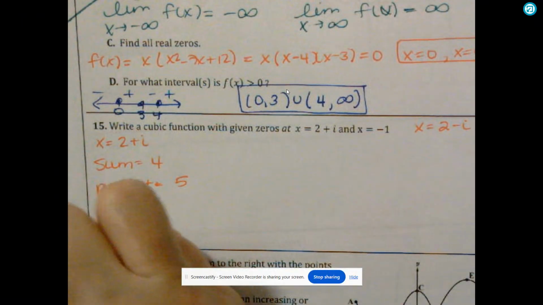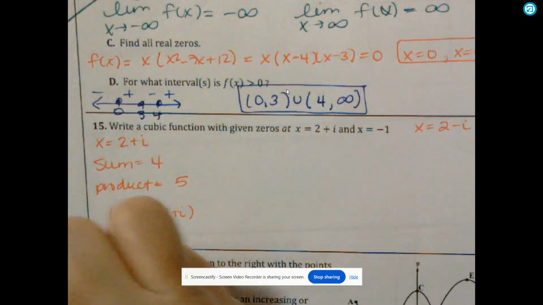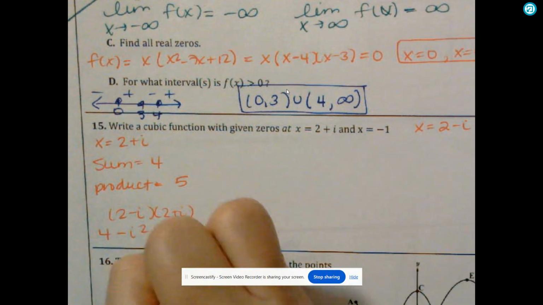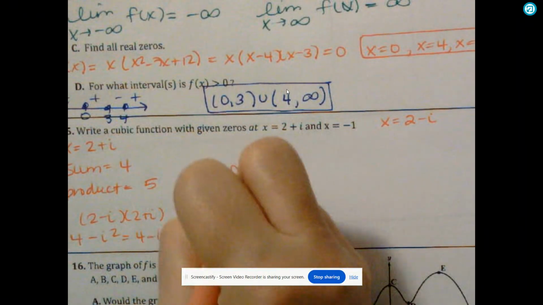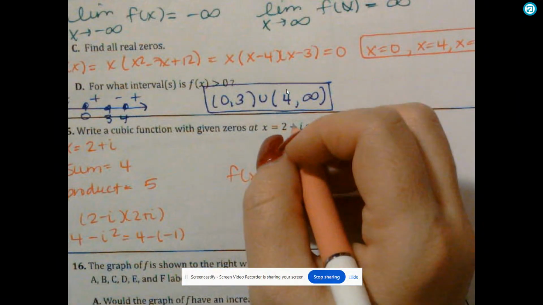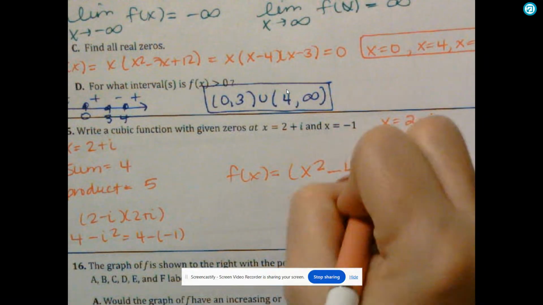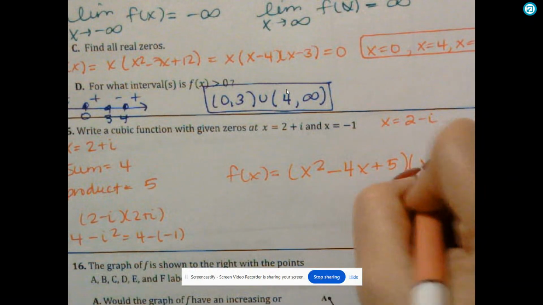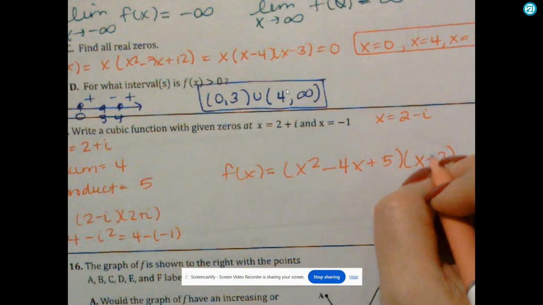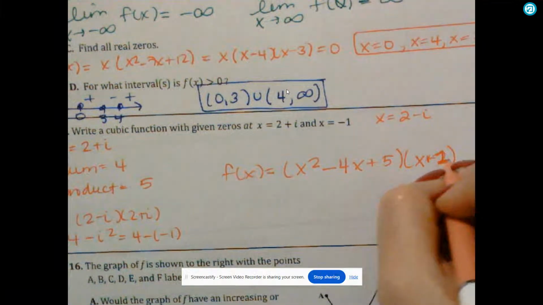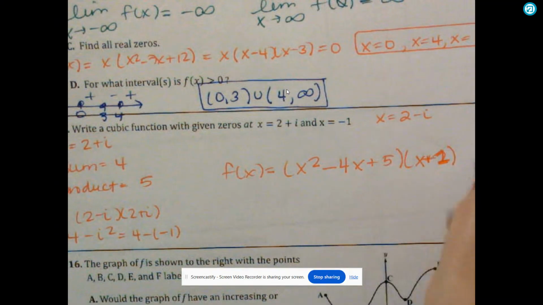And by multiply, we're doing 2 minus i times 2 plus i. That gives me 4 minus i squared, which is 4 minus negative 1, which is 5. That's where that came from. So then f of x is going to equal x squared minus the sum plus the product, and then our other root will be x plus 1, not 2, sorry. x plus 1. All right, and then they want that as a cubic function, so I am going to distribute that out.